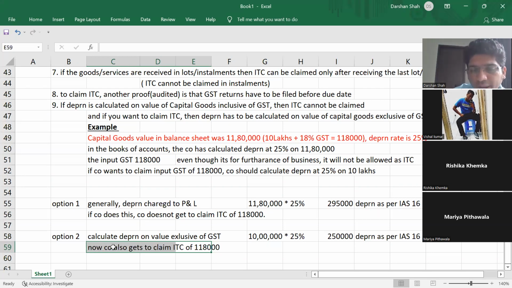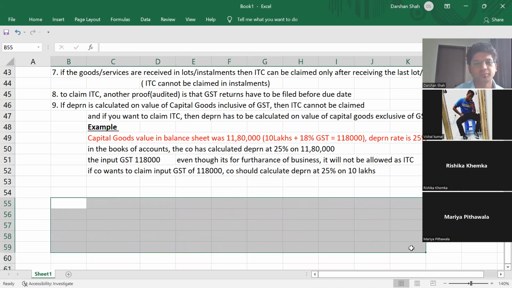So what happens here? If the depreciation rate is higher and GST rate is lower, people will go for option 1. Everyone agrees? Let us say depreciation rate is 40%, and GST rate is only, let us say, 9% or 8%. Then people will go for option 1. But otherwise, people will always choose option number 2.